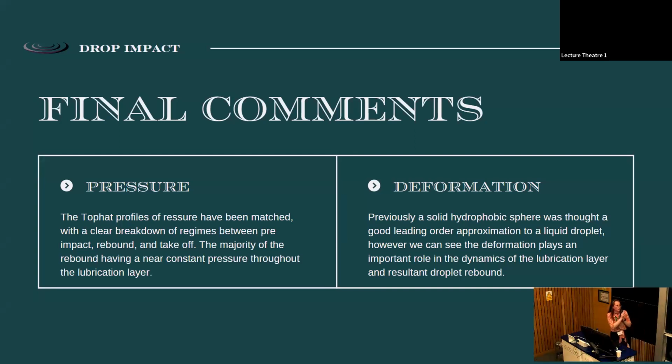Just rounding off then, the 2 key takeaways from this work are, first, that the pressure, if we compute it dynamically as we do these bouncing droplet phenomena, you do get a good match with what people have been doing for ages. So it turns out you guys were on the right track for quite a lot of this. And it does match this top hat profile that people have been using. And also the deformation of the droplet is actually quite important, it turns out.